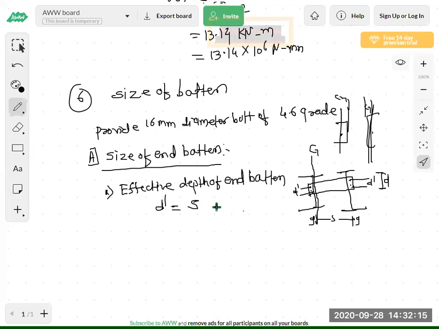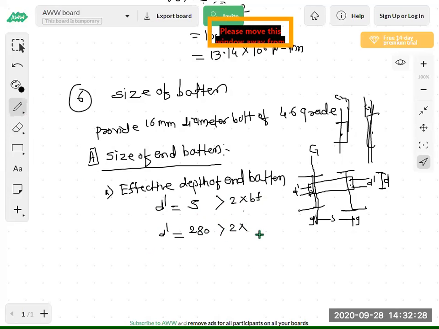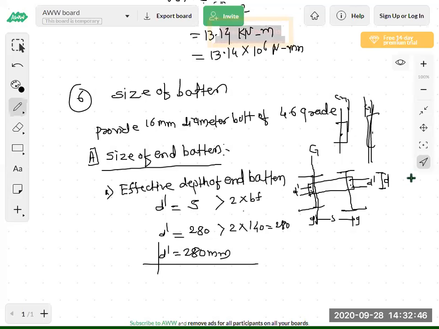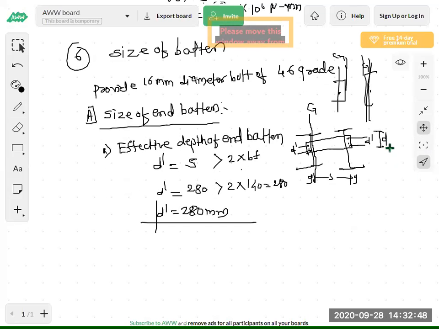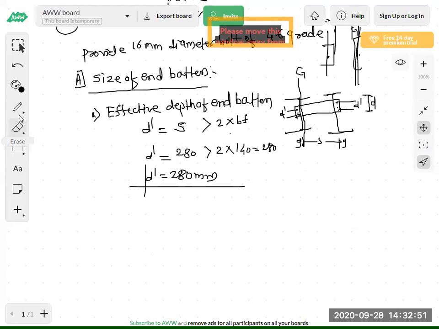So here S only, and again this S value should be greater than 2 into BF. So how much S value? 218, correct? So 2 into how much width of flange? I think 140. So it is again 280. So actually 280, it should be greater than, it means 280, no problem. So here D dash is equal to 280 mm. We can provide this. That is the effective depth.